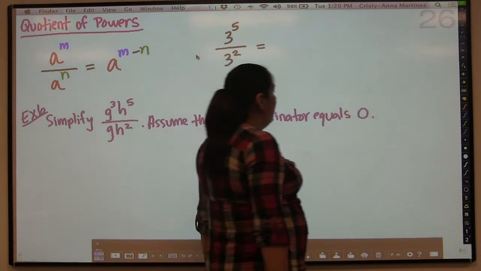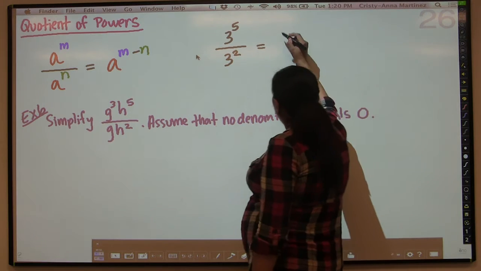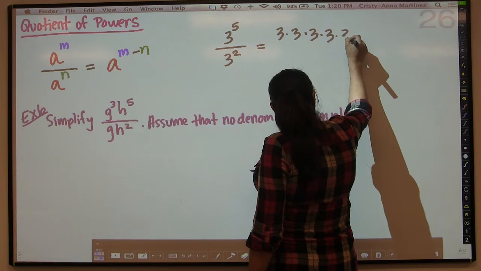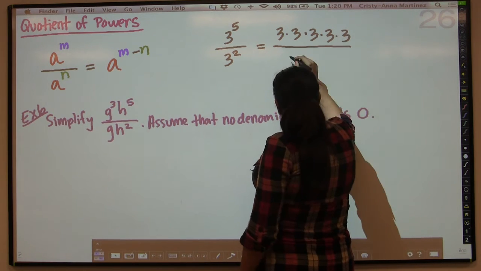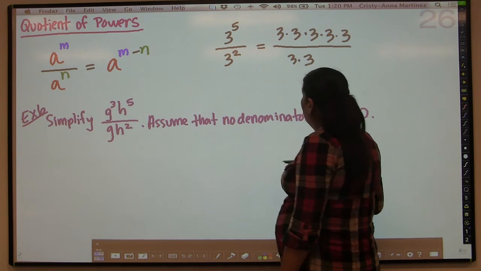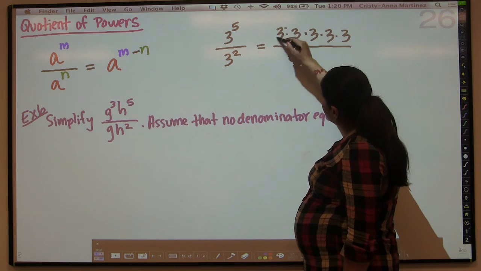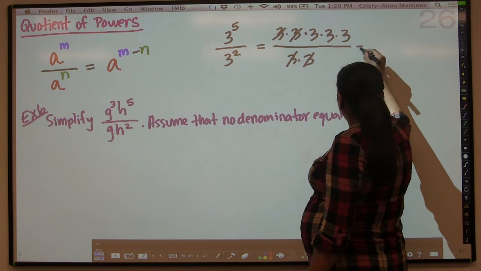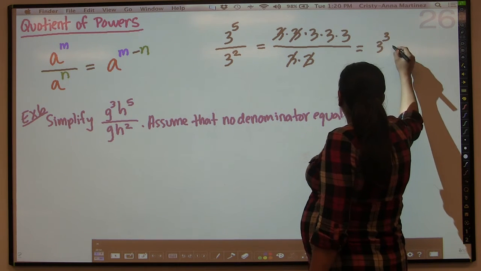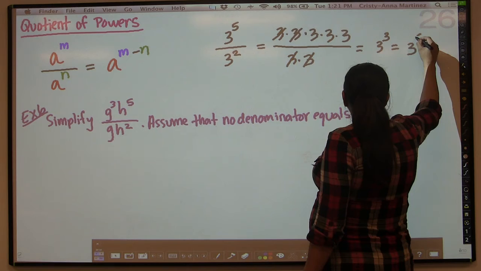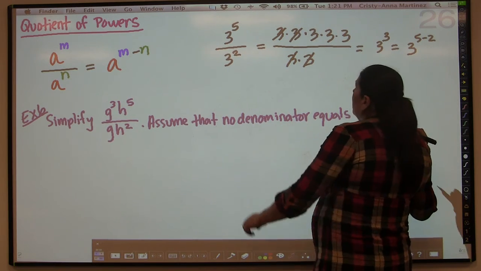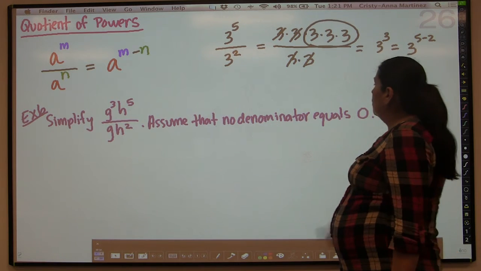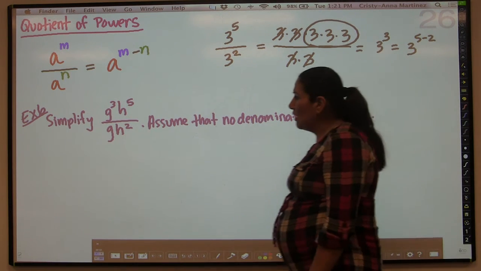And to give you an example of how that works, we have 3 to the 5th power, 3 times 3 times 3 times 3 times 3, 5 times. On the bottom, you get 3 times 3 because it's 3 squared. And so what's going to happen is that this 3 and that 3 are going to cancel. This 3 and that 3 are going to cancel, and you're going to end up with 3 to the 3rd power, which is the same thing as saying 3 to the 5 minus 2 power. 5 minus 2 is 3, so 3 to the 3rd power. So there you go.